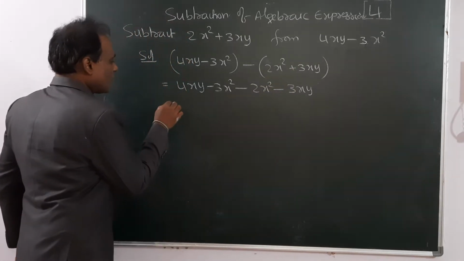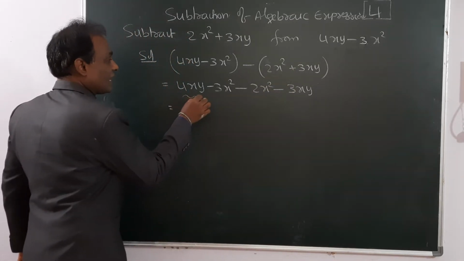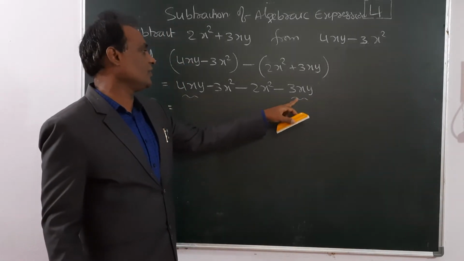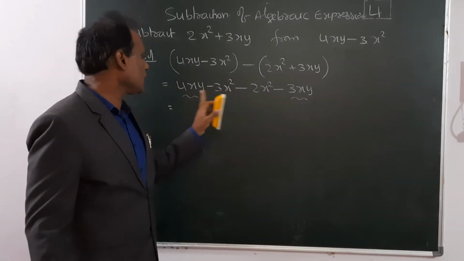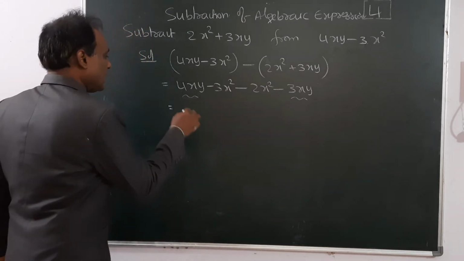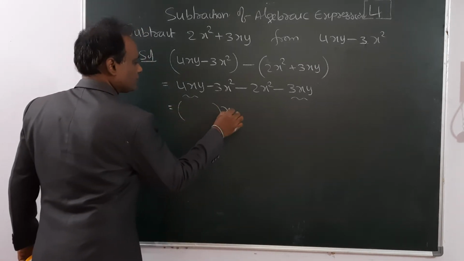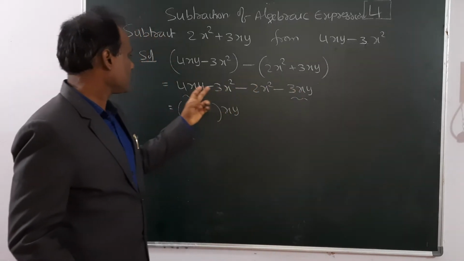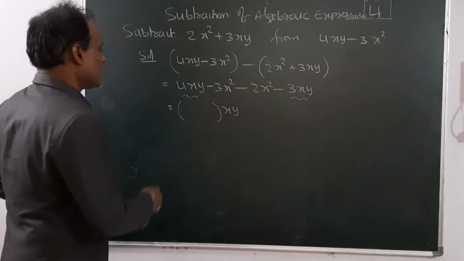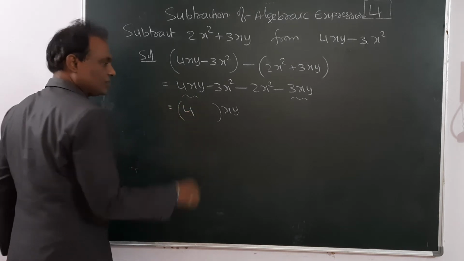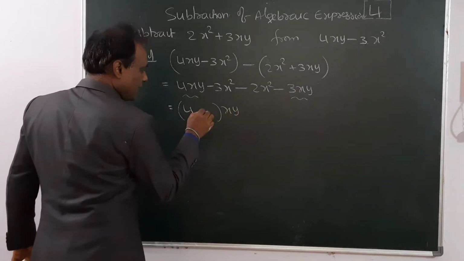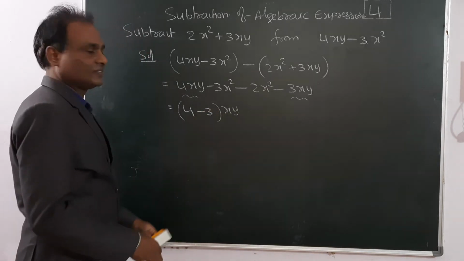Now, what are the like terms? The xy terms are like terms. So, we can add or subtract only these like terms. So, take xy common. What is left here? 4. If we take xy common, what is left here? Minus 3.